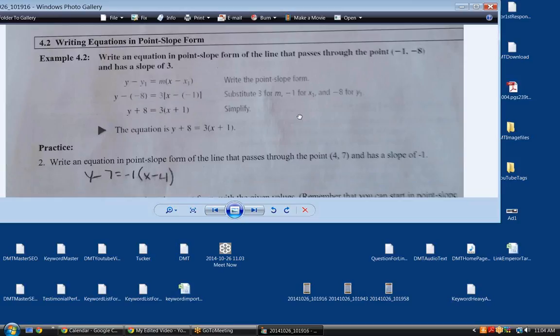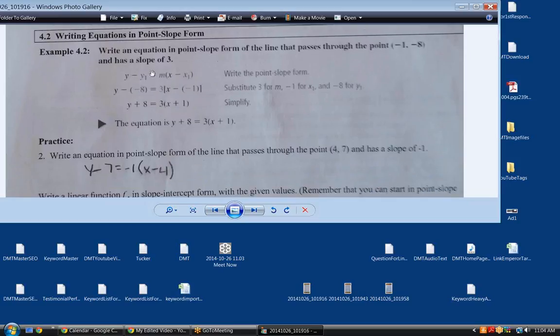Cool. Writing equations in point slope. Okay, there's point slope. Notice that point slope, if you isolated m, you would have y's over the x's. In other words, that's kind of the definition of slope. The difference of the y's divided by the difference of the x's. Rise over run. Okay, yeah.